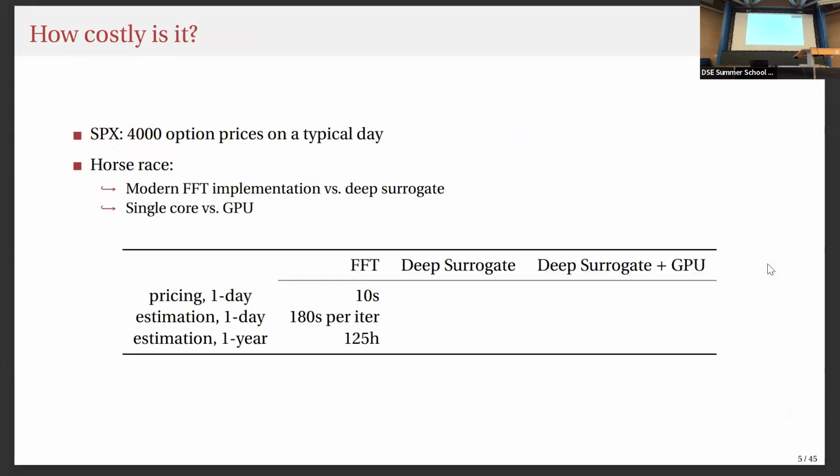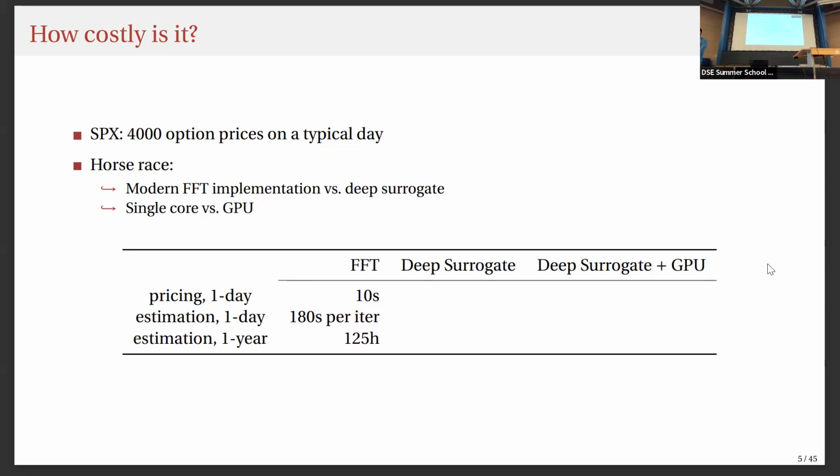All right, so let's put some numbers on the table here. This is a back of the envelope calculation, so those of you who are hardcore numerical computational experts, don't give us a hard time on these numbers. These are pretty crude estimates. Imagine that you have 4,000 options on a typical day, and you want to fit this model to these 4,000 options. You might start by thinking about how long it will take to price these options. Let's take the state-of-the-art implementation of the fast Fourier transform. It would take you, on a typical laptop, not a supercomputer, about 10 seconds to do this.